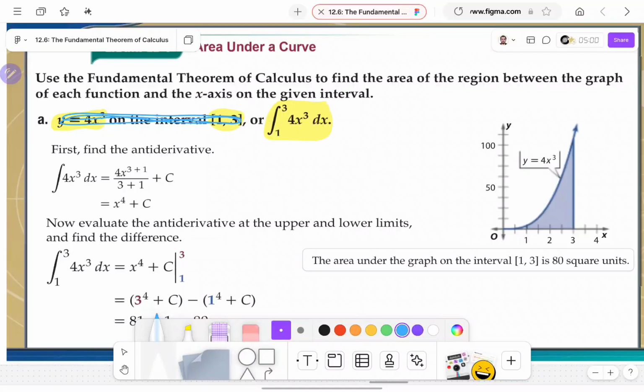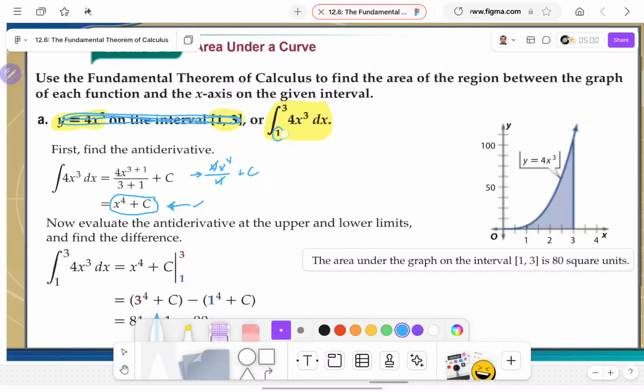So now let's do it. What is the antiderivative for this? 4x to the power of 3 plus 1 over 3 plus 1, plus c. So now this will be 4x to the power of 4 over 4 plus c. Now 4 cancels 4, which means x to the power of 4 plus c. So this is the answer. If the question is an indefinite integral, we stop here, done.